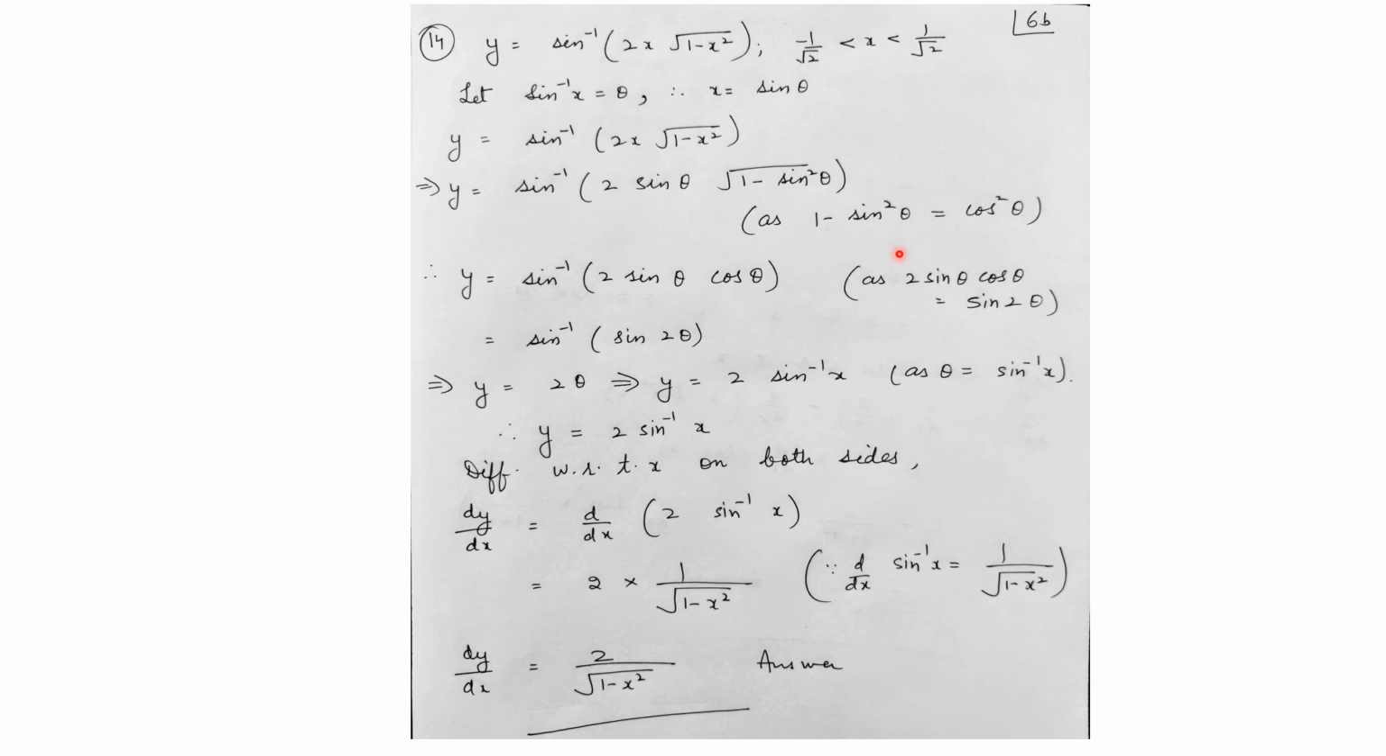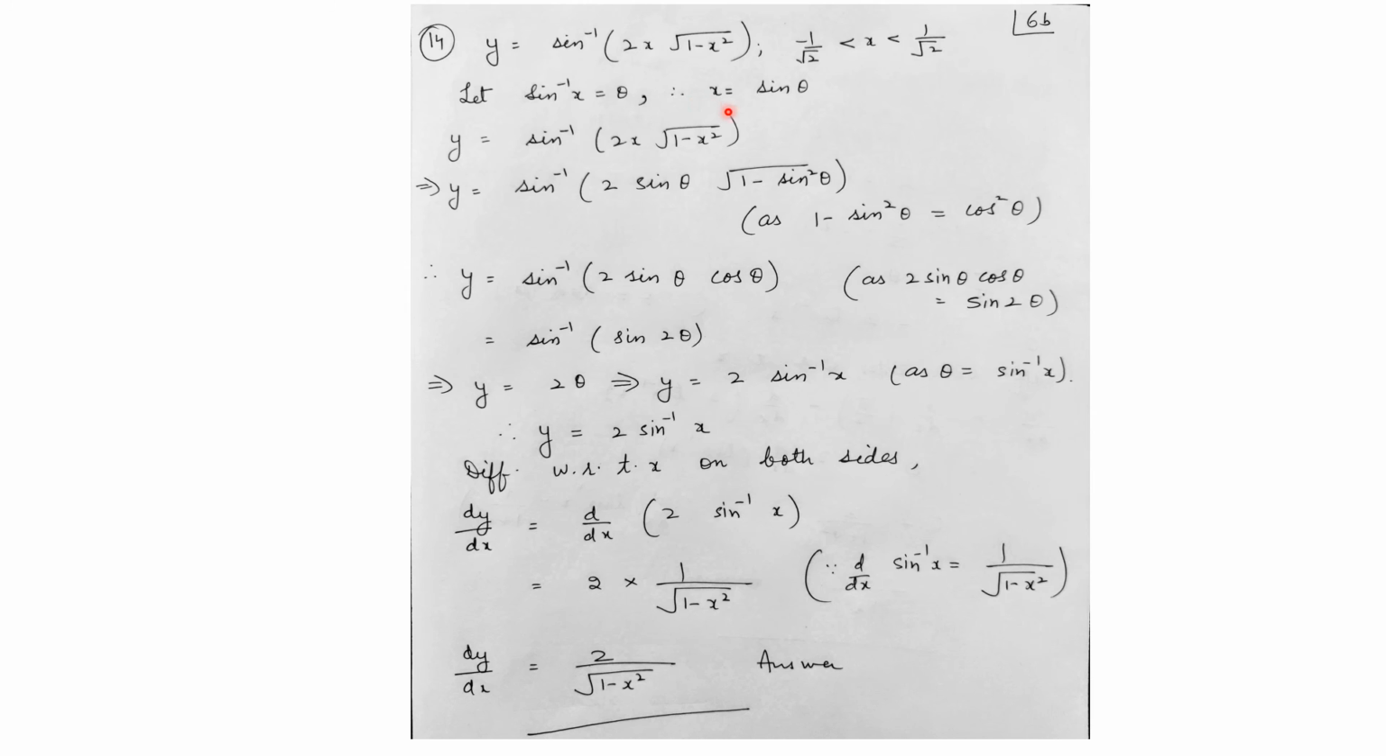Now comes the 14th question. y is equal to sine inverse of 2x multiplied by the square root of 1 minus x squared, where x lies between minus 1 upon root 2 and positive 1 upon root 2. Let sine inverse x be equal to theta.